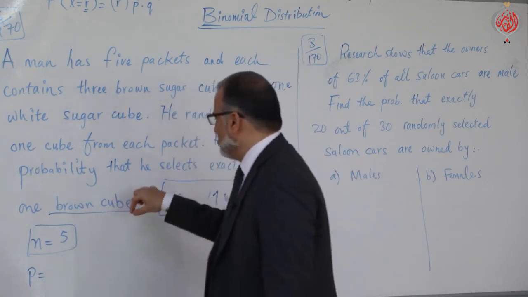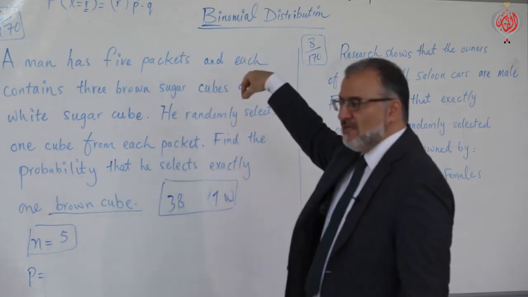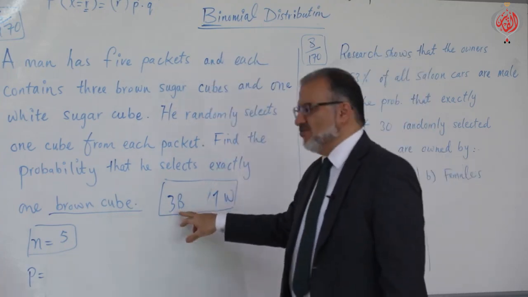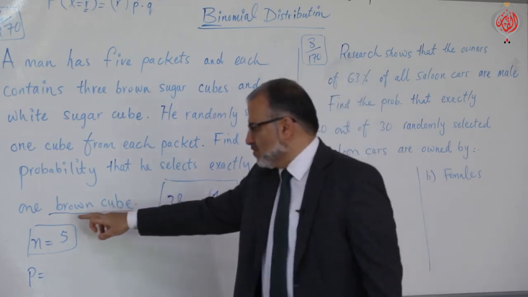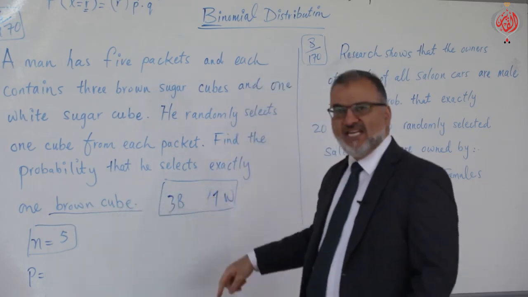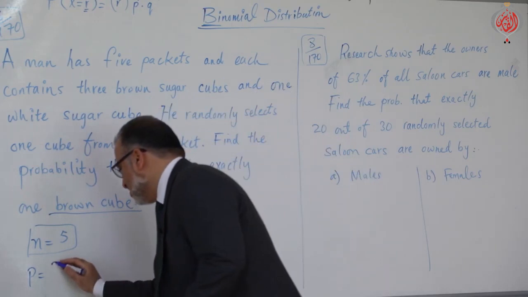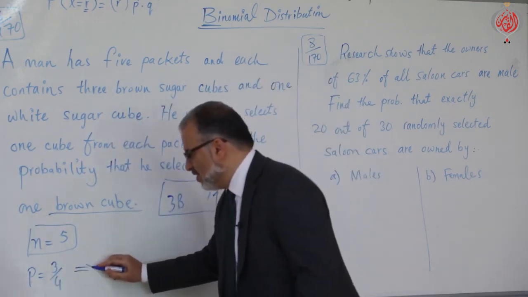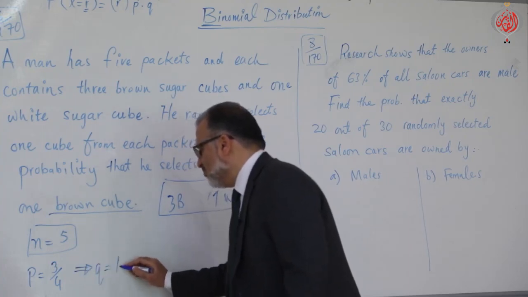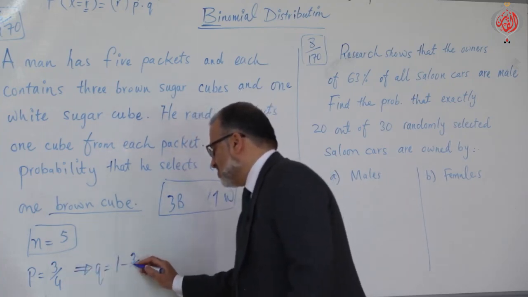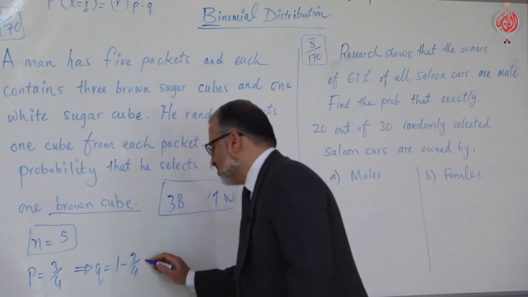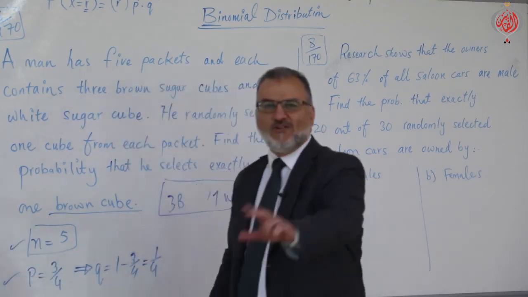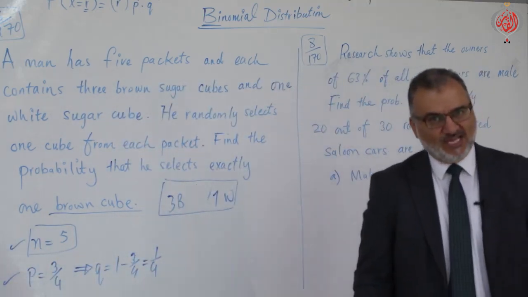So in 1 trial, if you want to select 1 cube randomly, what's the probability that you will get a brown cube? Because we are interested in brown. It's very clear, 3/4. Very good. So hence, what's Q? Always Q is 1 minus P, which is 1 minus 3/4, equals 1/4. Once you find N and P, you can solve the question directly.